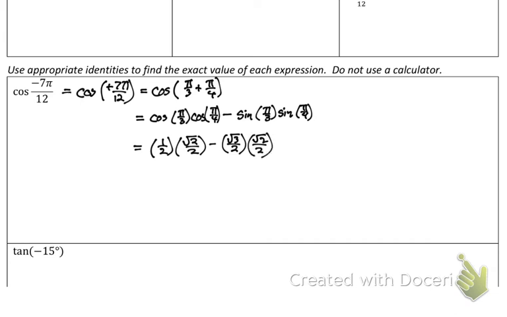Now we just multiply numerators and denominators. 1 times square root of 2 is square root of 2. 2 times 2 is 4. Minus square root of 3 times square root of 2 is square root of 6. 2 times 2 is 4. They have common denominators, so we can write this as square root of 2 minus square root of 6 all over 4.